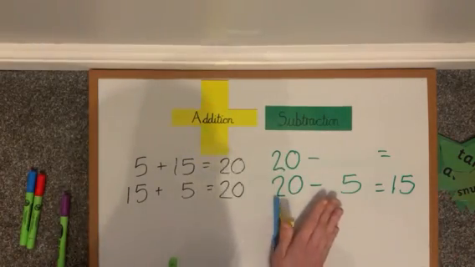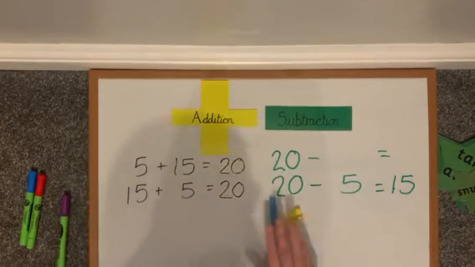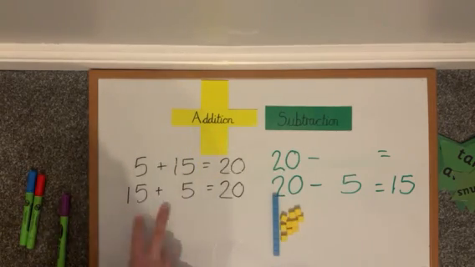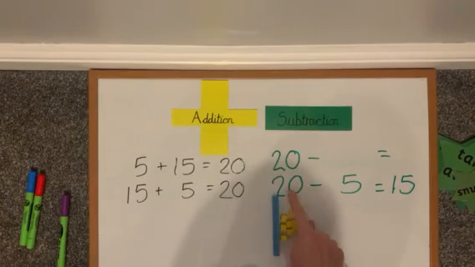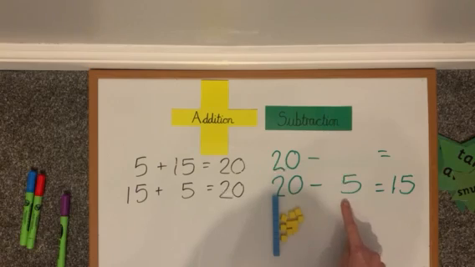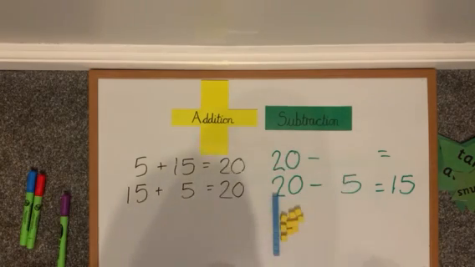Right, let's bring it all back. So I've got 20 altogether again. So now this time, when we add, we can add in any order. When we subtract, we can't. We have to start with the whole amount. But we can swap over the parts that we take away and the part that we end up with.